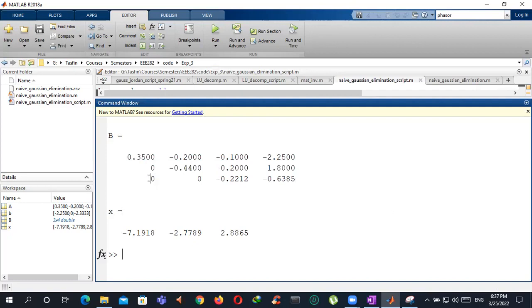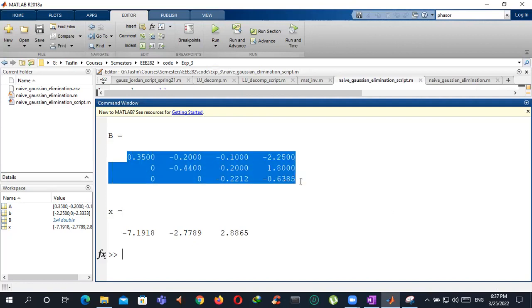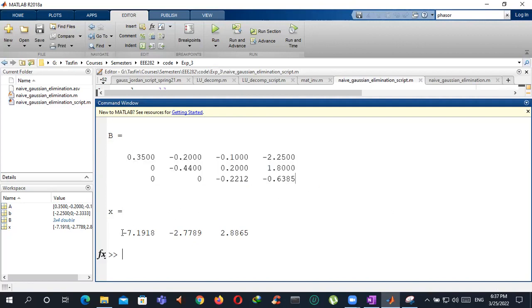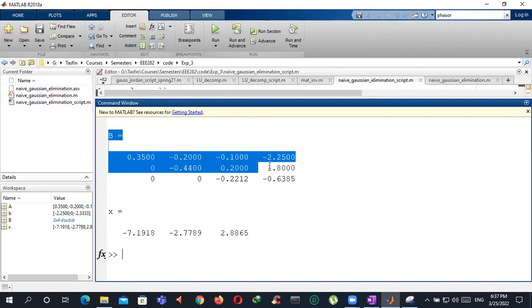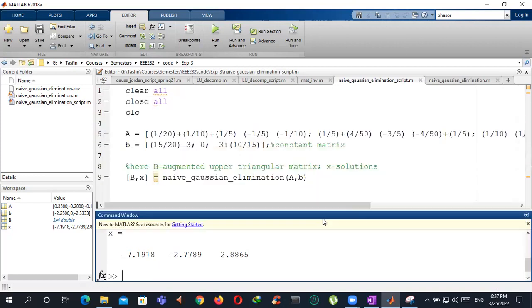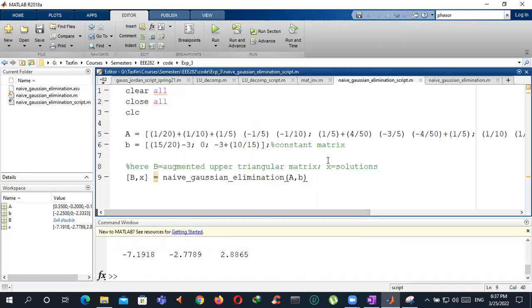This element has become 0, this element has become 0, and this has become 0. So you will find the row echelon form matrix and you will get the solutions as well. So these are the 3 solutions. This is the x1, this is the x2, and this is the x3. Okay, so these 3 are the 3 solutions, and this is the modified augmented matrix, the row echelon form. Okay, so that's it about the code for the Gaussian elimination, naive Gaussian elimination.